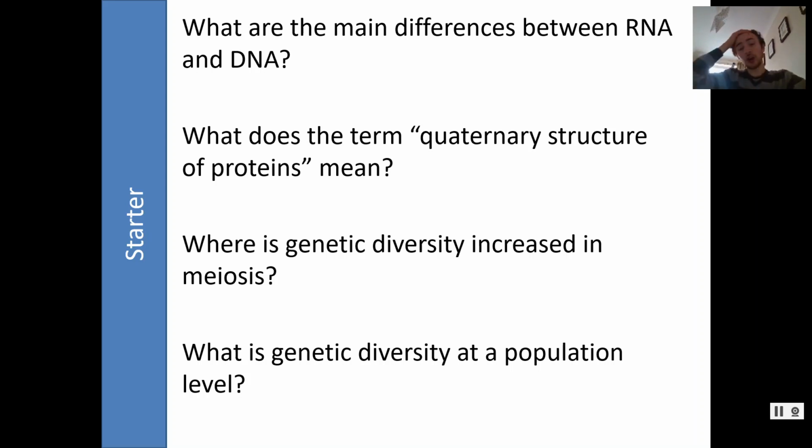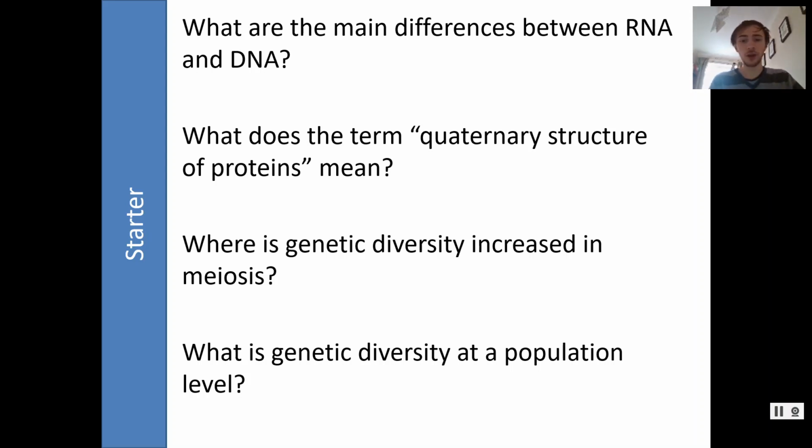What does the term quaternary structure of proteins mean? It's where 2 or more proteins interact to form a larger protein structure. Something like hemoglobin, where it's got 4 different proteins all attached together, and that's the way they interact with each other.